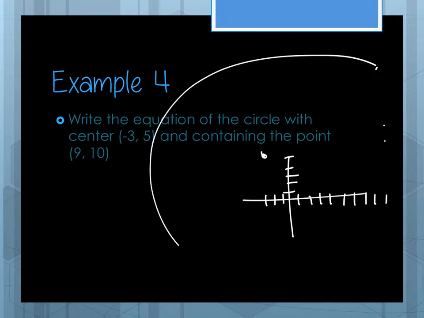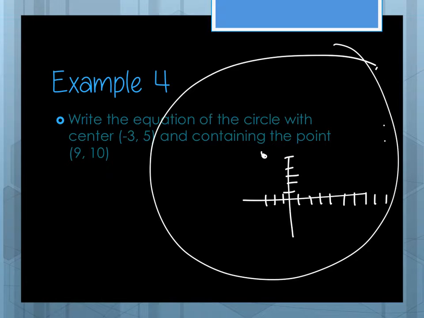So a circle, something like that, where the center's at negative 3, 5, so that's still my h, k, I already have that part. And then it contains the point 9, 10. So what did we say was missing in a problem like this? The radius. And how did we say you could find the radius? Good. Distance from the center to that point, 9, 10.